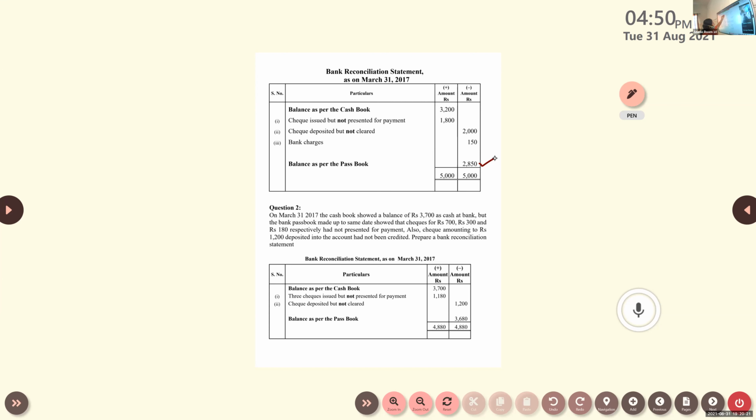We reduced it from the cash balance. Those were the changes. These were the reasons for the difference between cash book balance and passbook balance. By doing it this way, we found out the differences and made them equal. Is this clear?